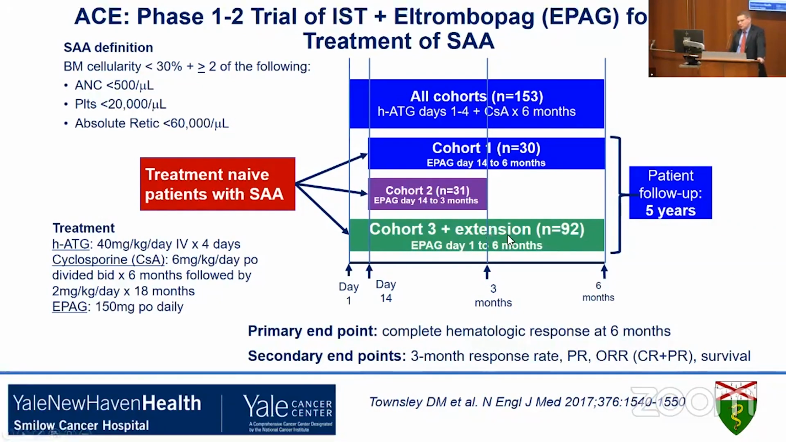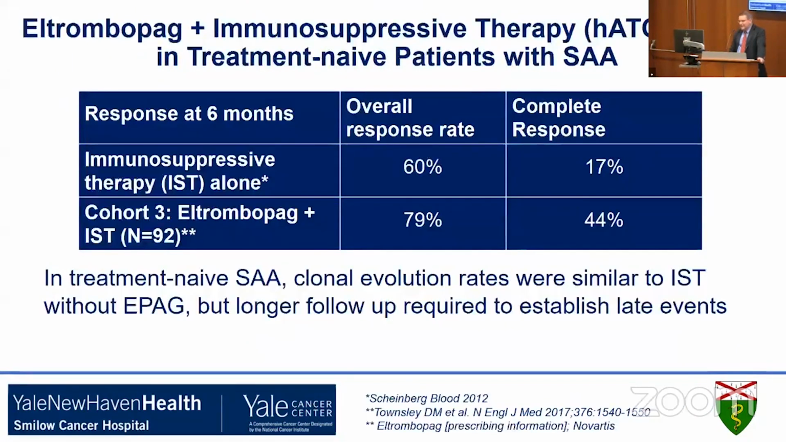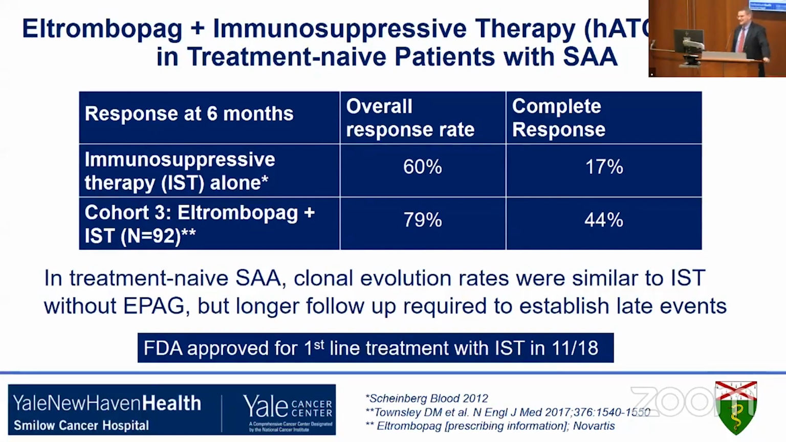And this cohort, the green bar, is the winner. So most of these patients responded more than in the other 2 cohorts, and that's what we're going to follow. And these patients were followed over a 5-year period to understand what happens to them long term. So the study led to approval by the FDA of this combination in 2018 for frontline treatment of patients with severe and very severe aplastic anemia.